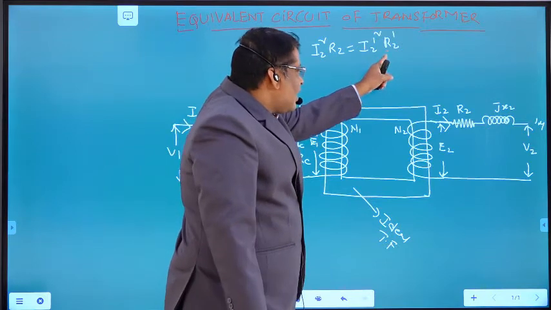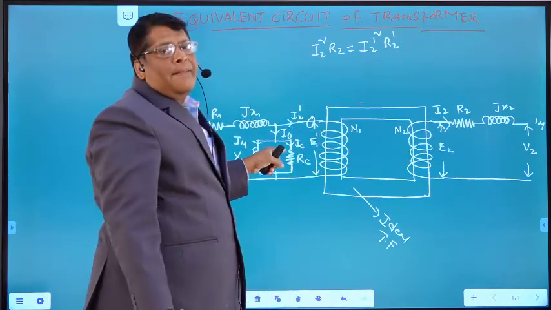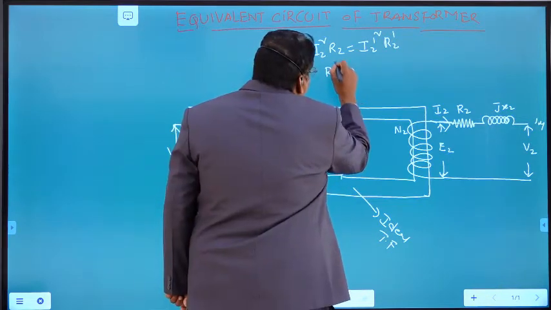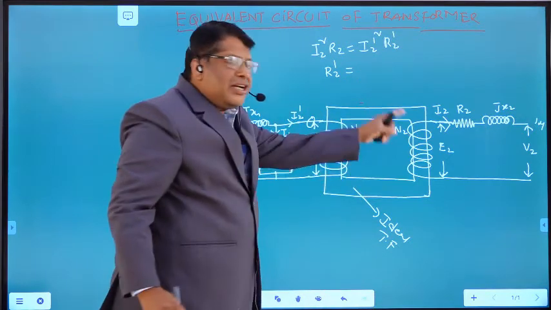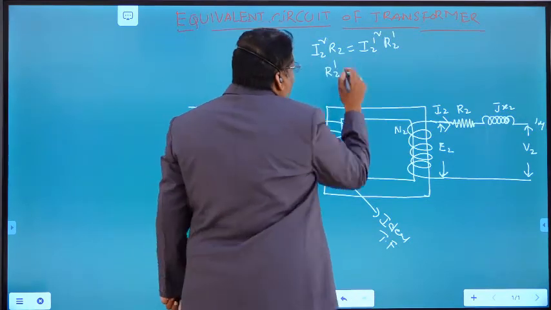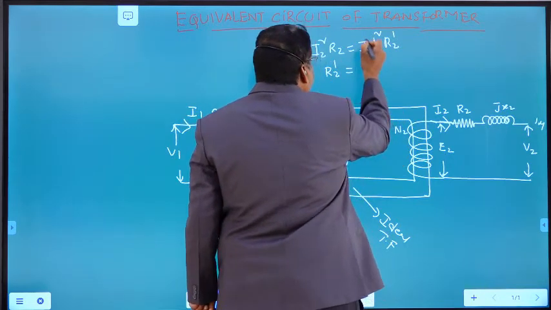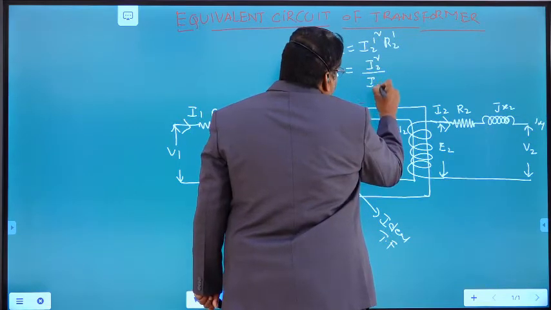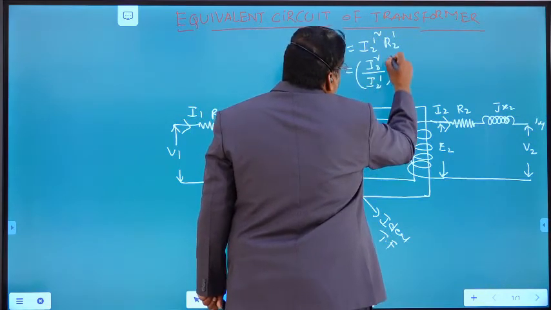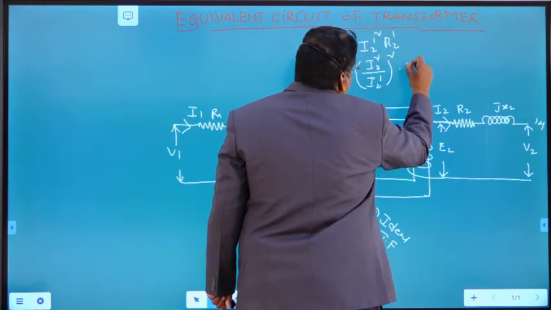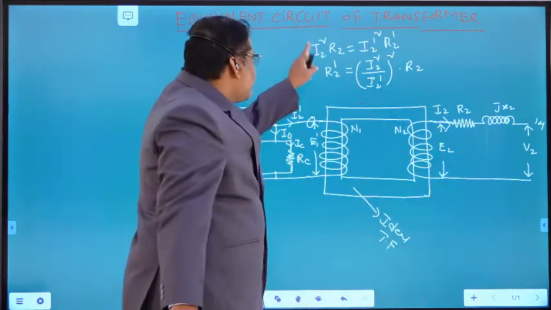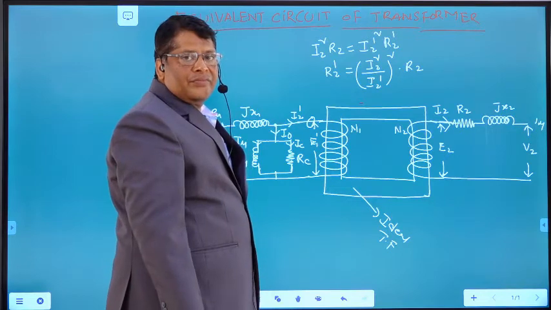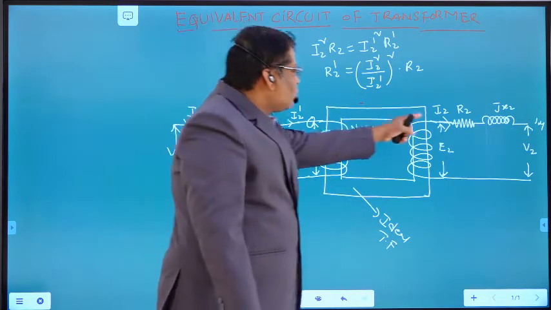R2 dash is nothing but the secondary resistance referred to the primary. R2 dash is equal to, taking this quantity to this side, I2 square divided by I2 dash square, that is I2 by I2 dash whole square into R2. This much resistance you have to keep here, and then you can remove this resistance.